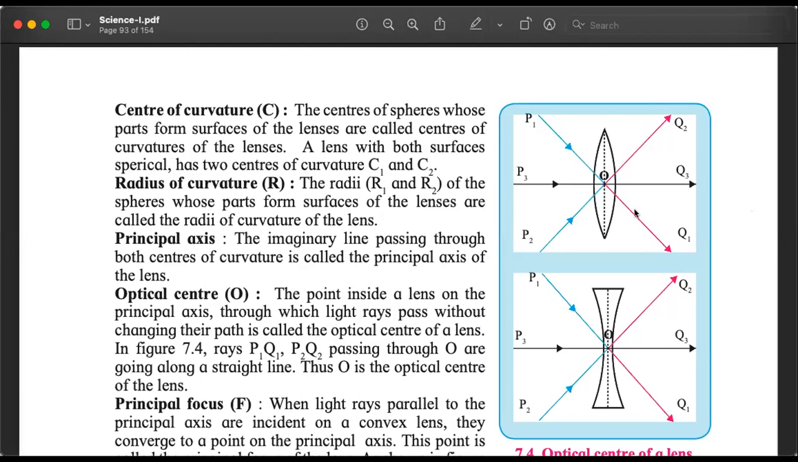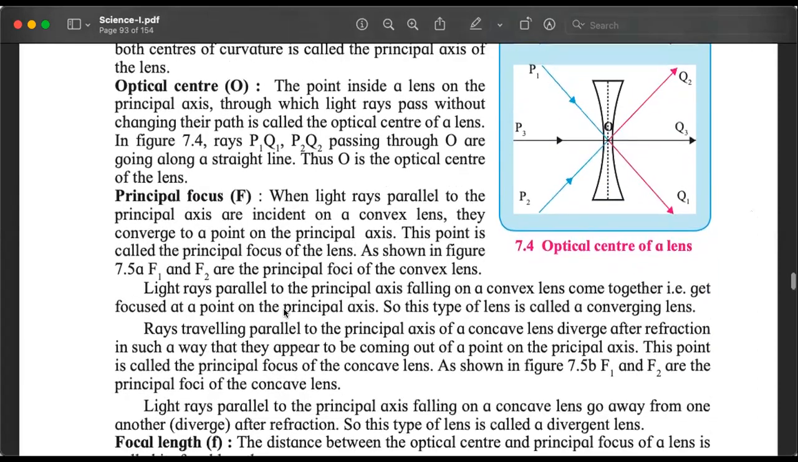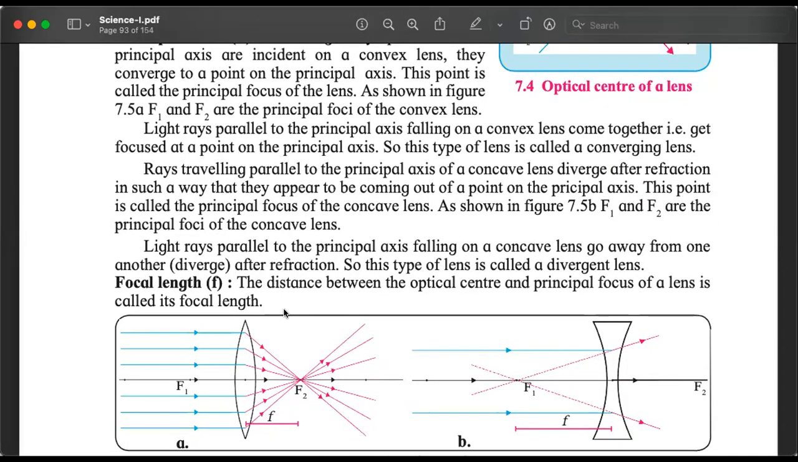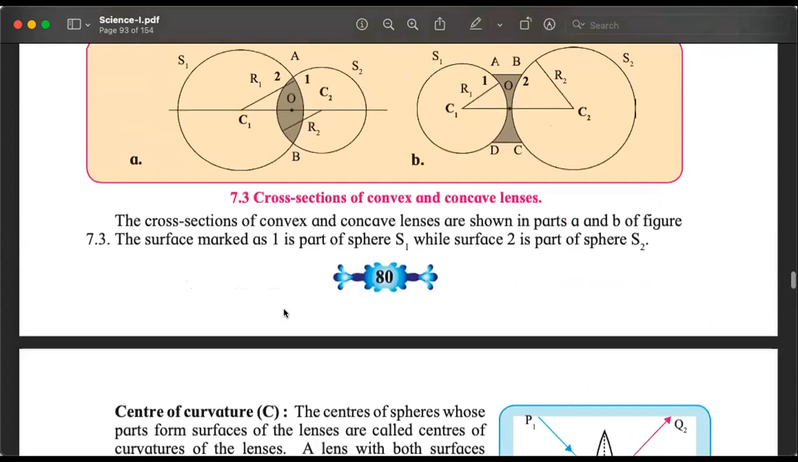Important terms, important parts of a lens. That was the second part of the chapter. First part of the chapter was different types of spherical lenses, and then we understood different parts of the lenses, different terms related to the lenses. All these terms are common with the terms that we use in spherical mirrors. So the terms are center of curvature, radius of curvature, principal axis, optical center, principal focus, and focal length. These are the terms. And it says draw a diagram. So which diagram do we need to draw?